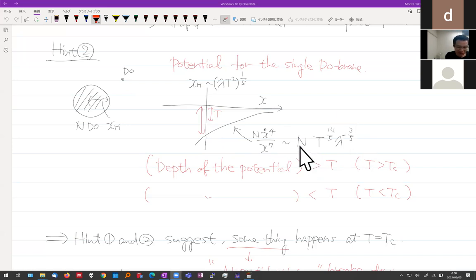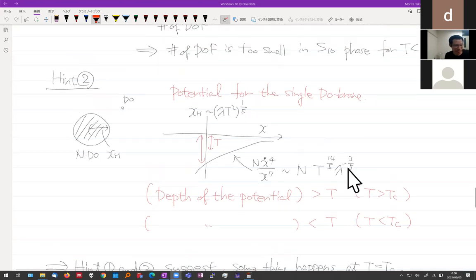Particularly at this critical temperature, this height of the potential agrees with T. So it means the thermal fluctuation of the particle is given by roughly T, so the depth of this potential agrees with the thermal fluctuation of the particle. Below this temperature, the depth of the potential is narrower than this fluctuation of the order of the temperature. So that is also suggesting that the particle picture is completely broken at this temperature.